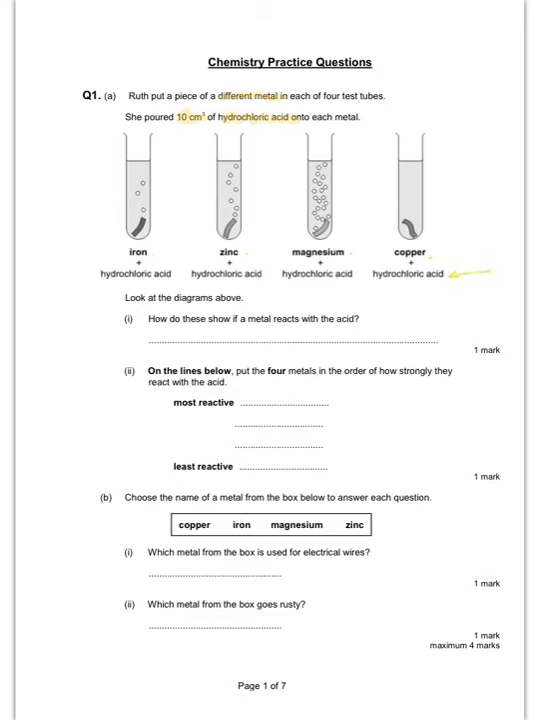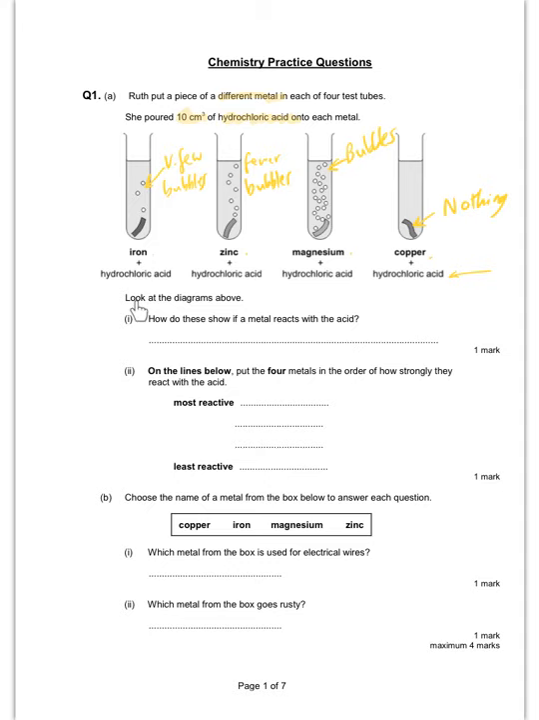How do these show if a metal reacts with acid? And so this is very much say what you see. And what we see here is the piece of copper looks like it is doing nothing because it's just sitting there. The piece of magnesium is making lots and lots of bubbles. And in the zinc, we have got some bubbles, but we've definitely got fewer bubbles than in the magnesium, and last of all the iron, we've got very few bubbles.